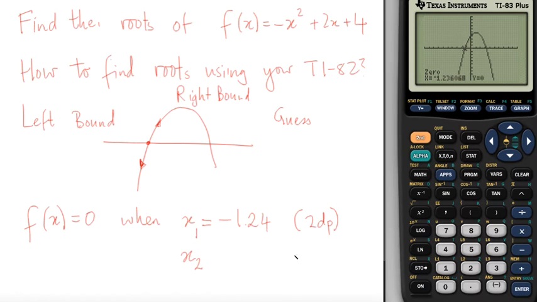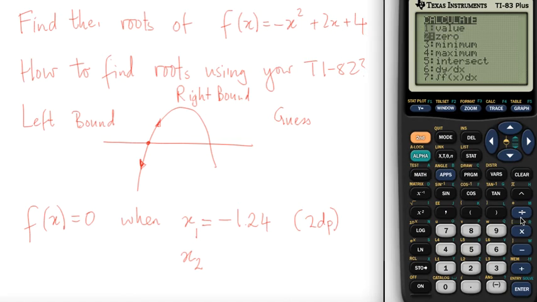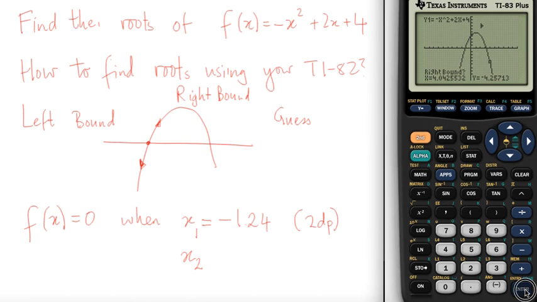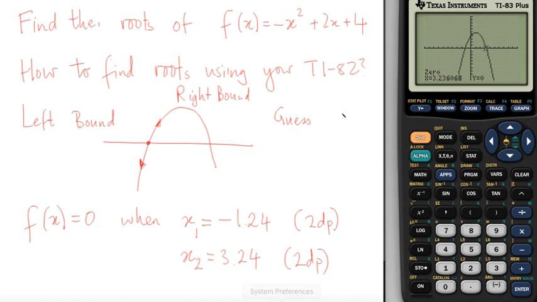and x2, to find the second one, I just repeat the whole process, but I have to change my bounds. So we go second, calc 0, left bound, and now I have to be to the left of this second root here, and then press enter. Then I want to go to the right of that point, enter, and then a guess, and then I find by reading off that the second root is equal to 3.24, also to 2 decimal places. That's the end of that tutorial.